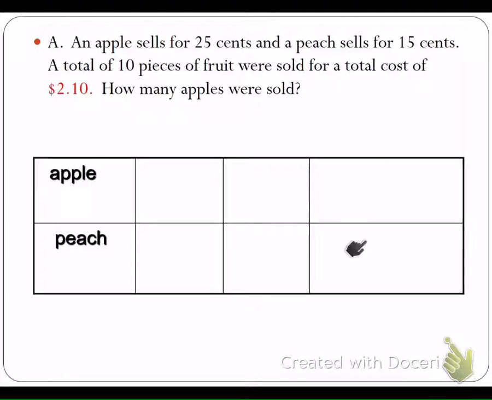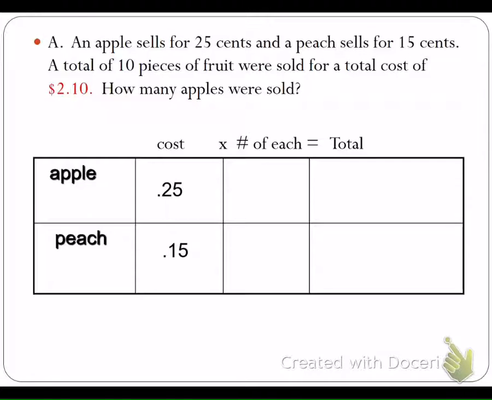So total is this one, right? The number of each is here, and the cost per fruit is going to go there. Good. Oh, they have them flip-flopped. That's fine. Okay, cost per apple. Do we know that? 25 cents. Remember, that's 0.25. Cost per peach is 15 cents.